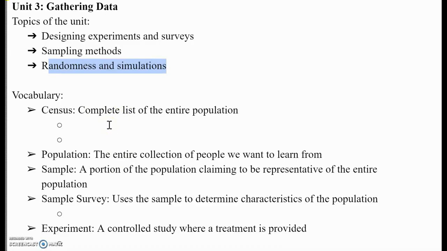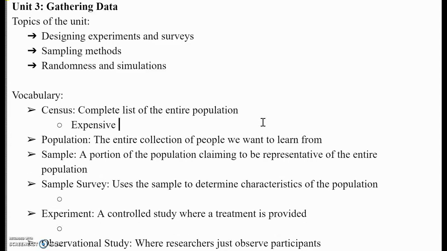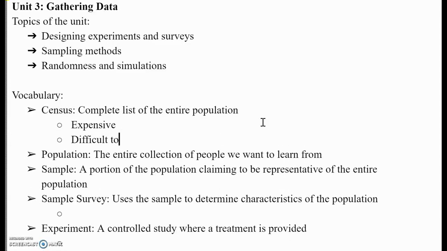Firstly, we're going to talk about census. Census is just the complete list of the entire population. It just means having all the possible people in a given population. However, there are some issues with these. For example, it can be very expensive to get a census, or it is very difficult to get all the people, all the population. Sometimes, for example, if you went door-to-door and tried to count the number of people in the household, there would be people that aren't at home when you're doing your survey.